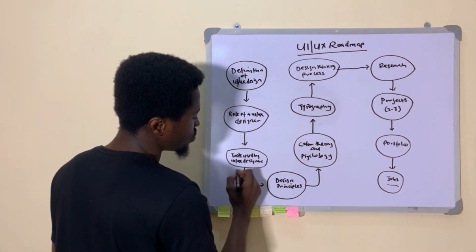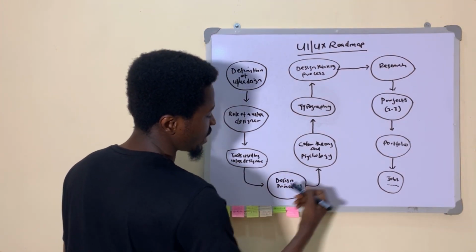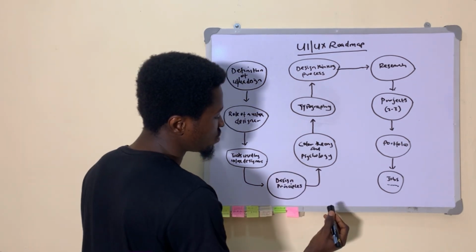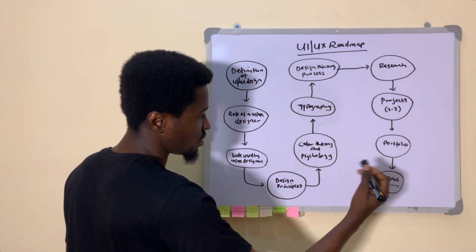After learning the tools, you learn design principles. These are rules that help you design user interfaces. So we have rules like proximity, scale, and so on and so forth.